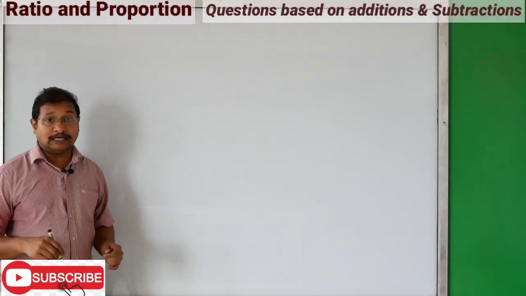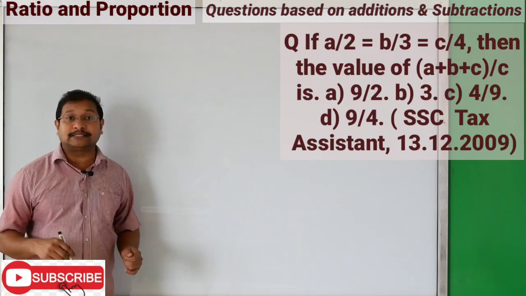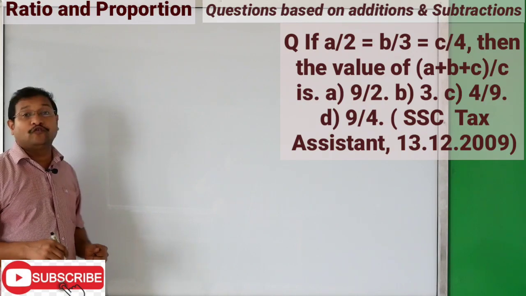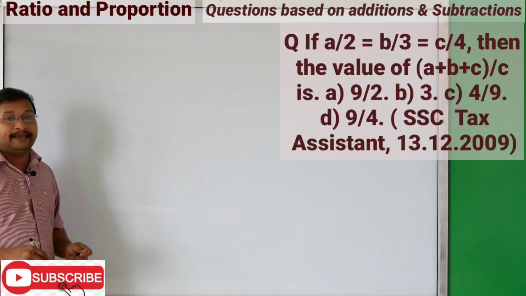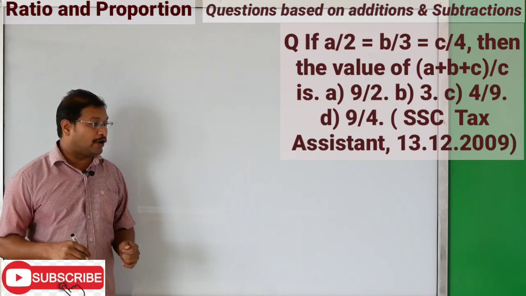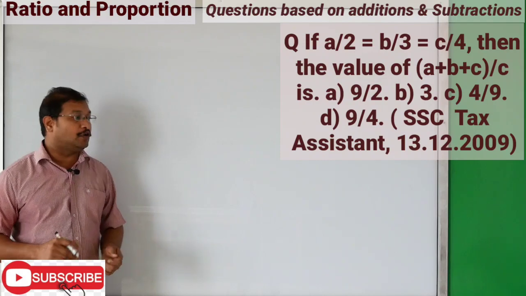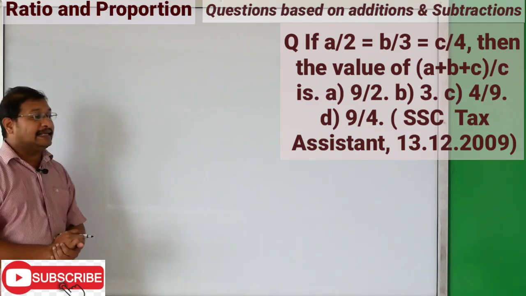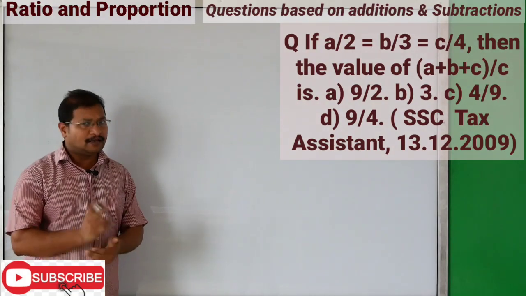Next question, I'll read it once. If A by 2 equals B by 3 equals C by 4, then the value of A plus B plus C by C is option A 9 by 2, B 3, C 4 by 9, D 9 by 4. Of course, it came in SSC Tax Assistant 13/12/2009. Ready? Let's start the work.